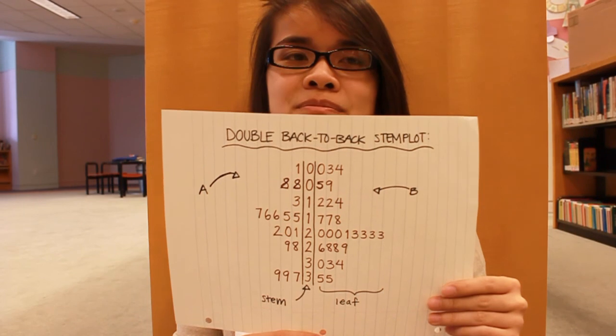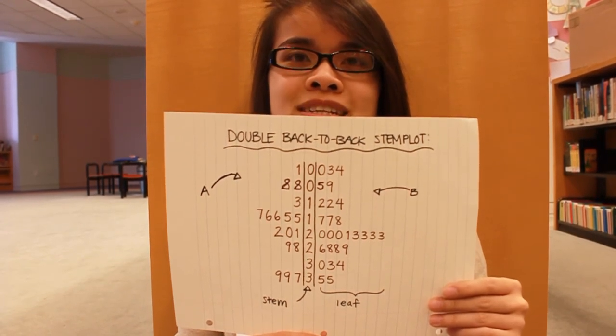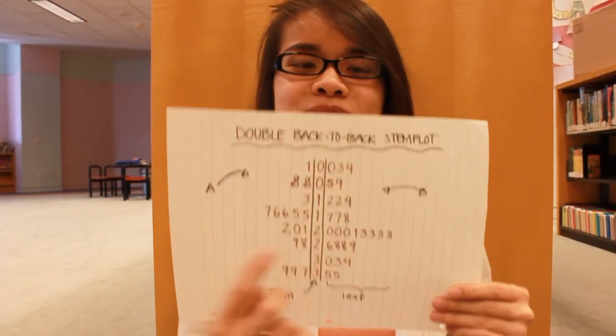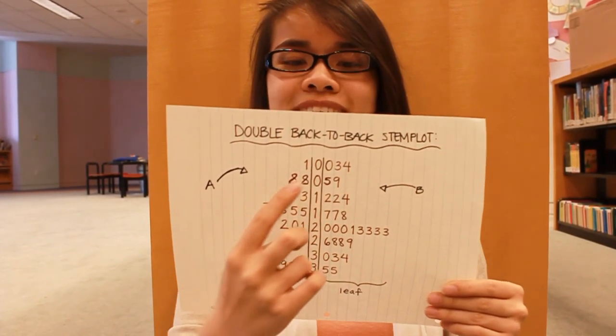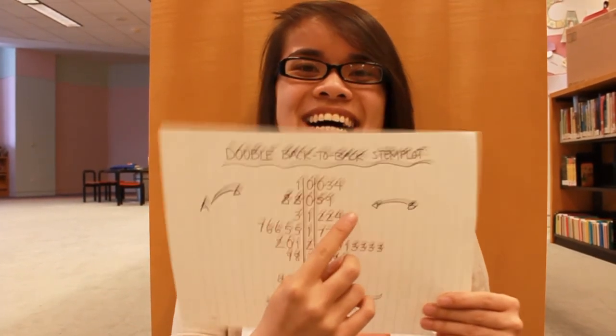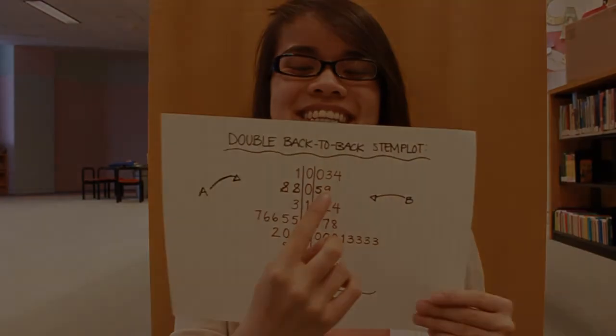If we are talking about age of people in a room, then A would be female and B would be male. There would be a 1-year-old girl in the room and one unborn male in the room.